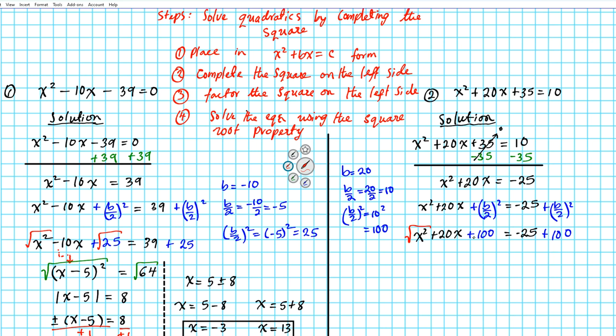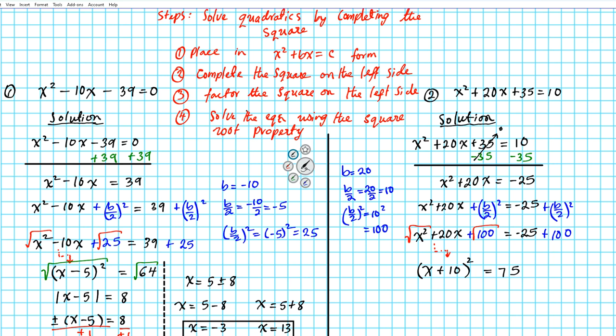formula. Just read the first and the last and bring down the middle sign. Okay, so the factored form for the left side is going to be (x plus 10) quantity squared equals negative 25 plus 100, which is 75.